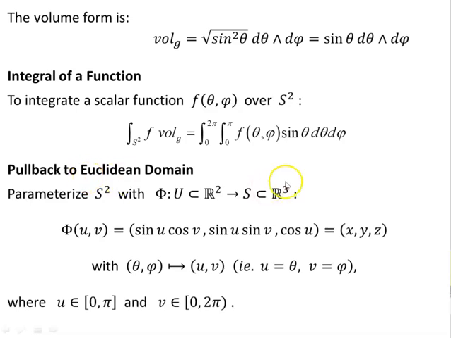Now what we're going to do is pull it back to the Euclidean domains, back from the manifold M to the open set U, so parameterize S2 with phi as a map from U contained in R2 to S contained in R3.